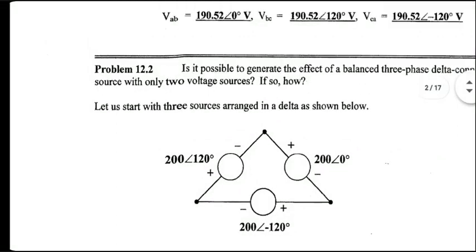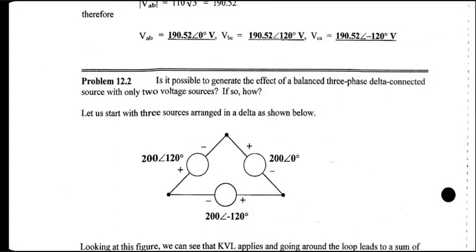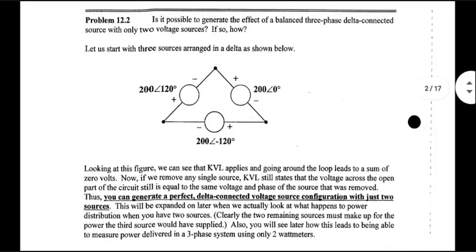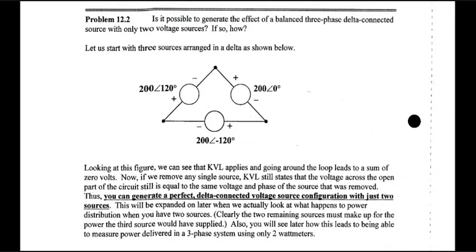The next one is more conceptual. And I think this was the question I was asking you in one of my own notes also. Is it possible to generate the effect of a balanced three-phase delta connected source with only two voltage sources? If so, how? Let us start with three sources arranged in a delta as shown below. Fine.